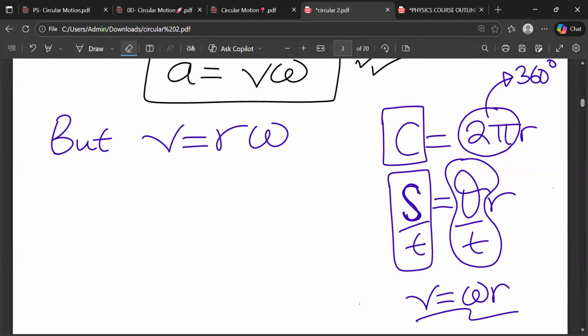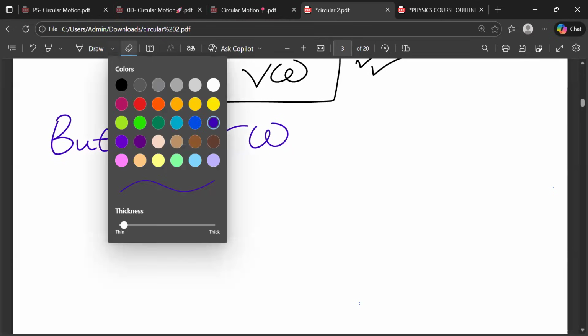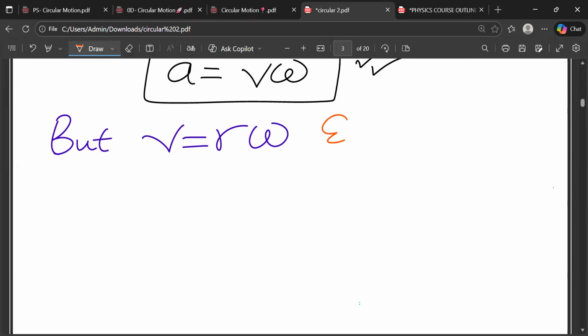Remember, there is no physics logbook, so you're supposed to be knowing these things. You can easily mess up if you don't practice. Okay, so we know that V is R omega, and from that formula, you can realize that omega alone is V over R. You see that?